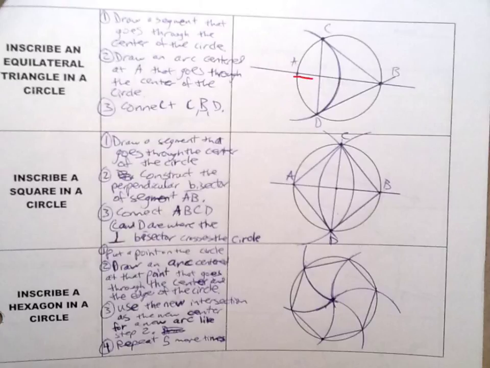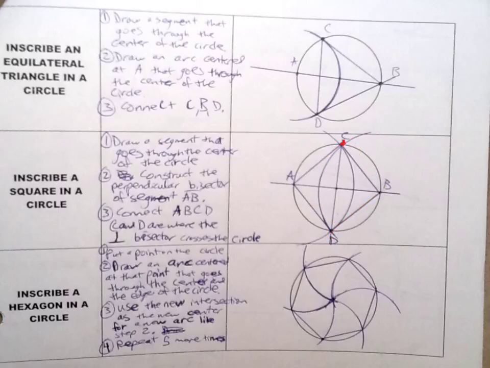Equilateral triangle: draw yourself a diameter, and then draw an arc centered at one of the sides going through the center, and now you have the 3 points that make the equilateral triangle. If you want to do a square, draw yourself a diameter, and then you do a perpendicular bisector of the diameter, and that'll give you 2 new intersection points, and those 2 become the other 2 vertices of the square that you draw.